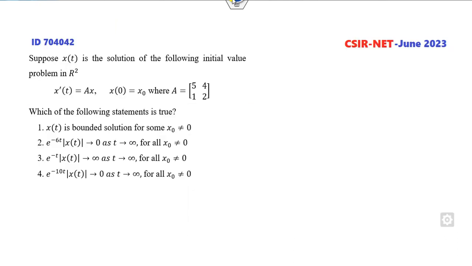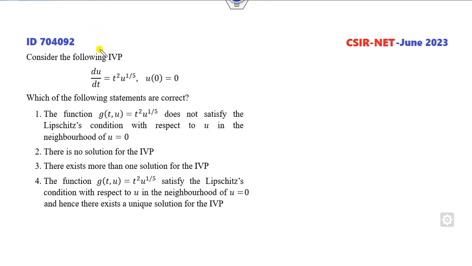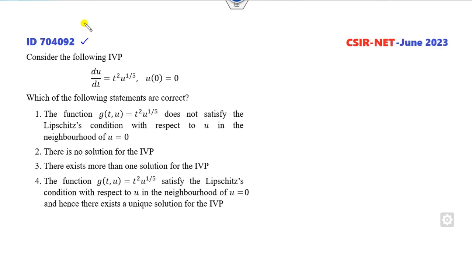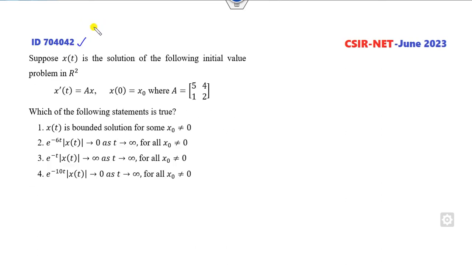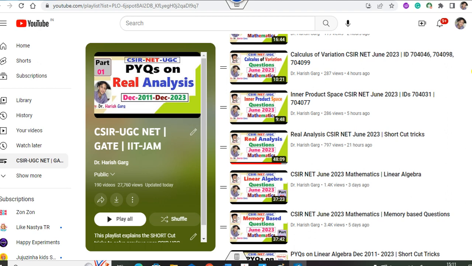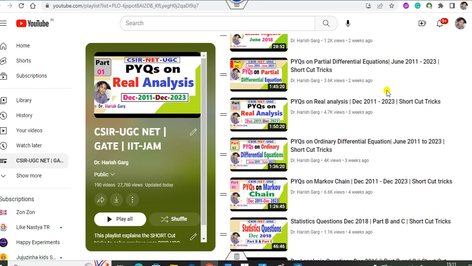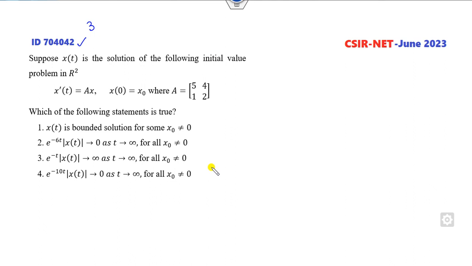There are 5 questions related to the initial value problem. These are the ID numbers 42, 47, 92, 91 and 93. These are the 5 questions, of which three are 4.75 marks and two are 3 marks. Now these questions are very easy. If you remember my shortcut tricks which I have explained in my previous lectures related to the PYQ questions of the differential equations, then you can solve these questions within a fraction of a second. So let's start with these questions.